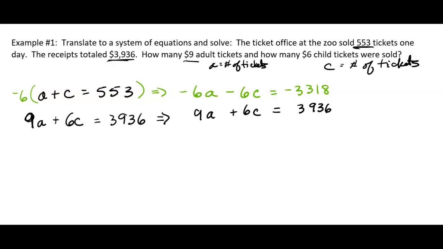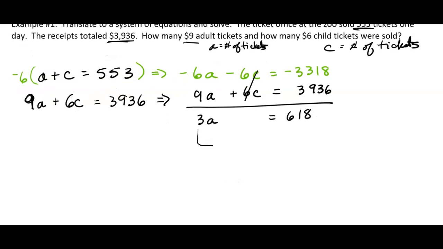So now I can add these together. I'll get 3A, and then those are going to eliminate, so that's great. And then I need to know what -3,318 plus 3,936 is, and I get 618. So hopefully I did that right. Now divide both sides by 3.